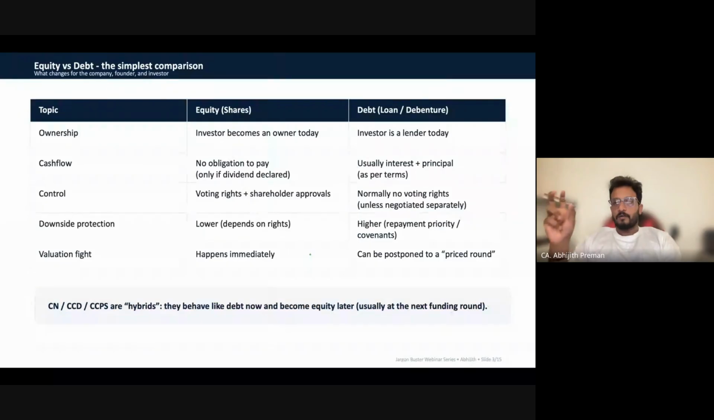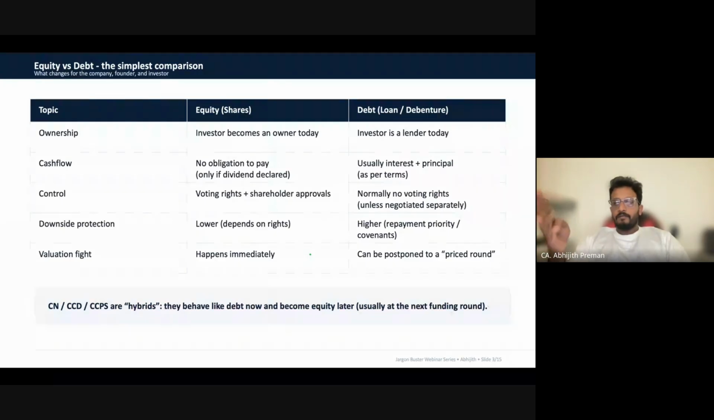When I say price round, I'll explain that concept again before going to the next slide. But it can be postponed to a price round. Let us keep it like that for now. Then convertible note, CCD, CCPS are hybrid. Like I've told, they behave like debt now and become equity later, usually at the next funding round.